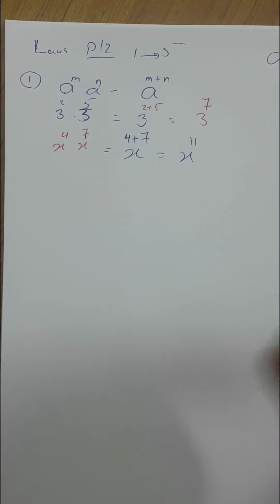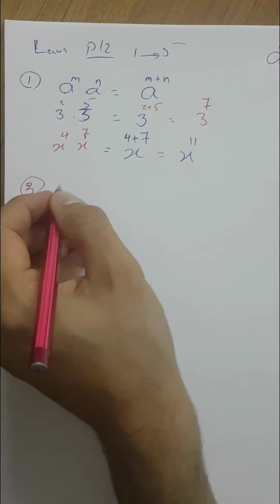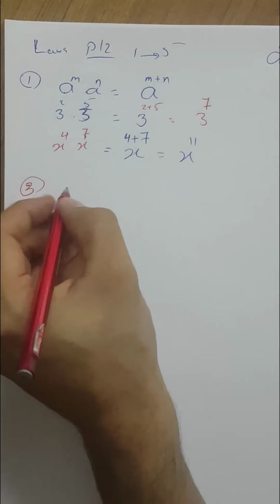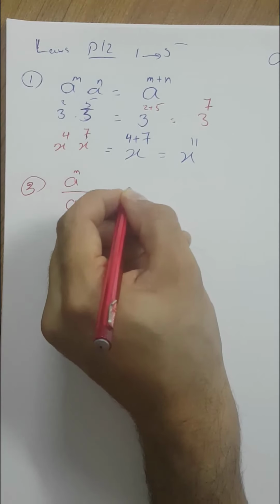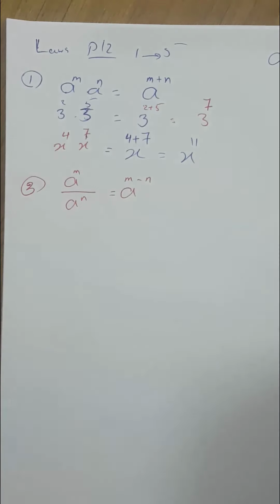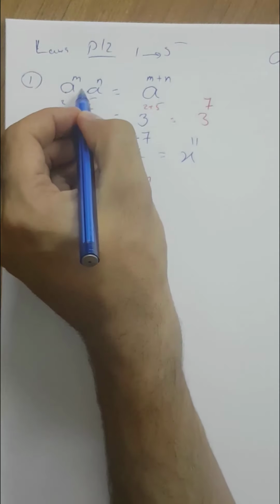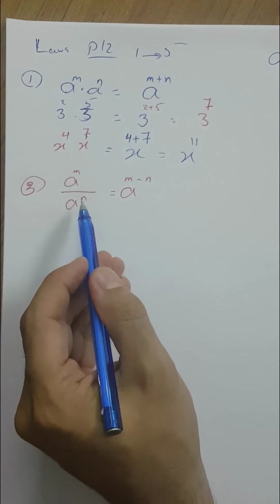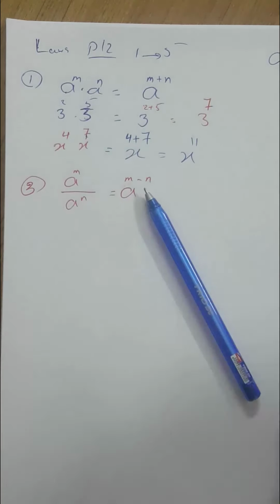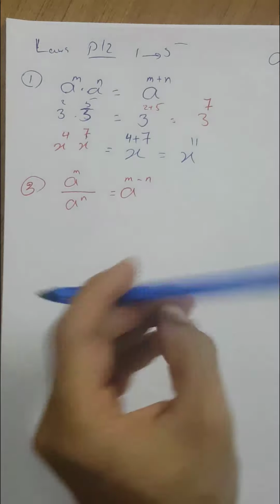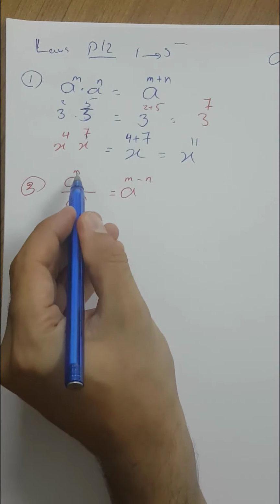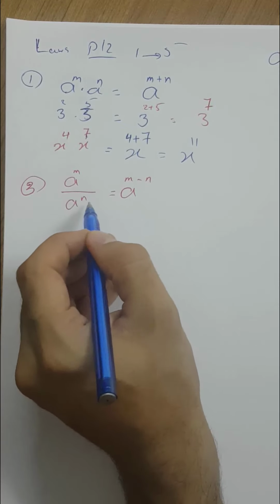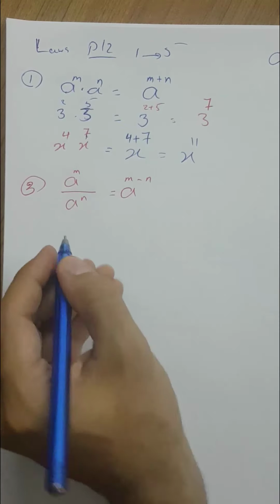Okay, dear. Now for the second rule, we have a to power m over a to power n is equal to a to power m minus n. Again, instead of multiplication, you have the division of two numbers. If you have a division between two exponent numbers or expressions with a different exponent, directly I say this one is going up and it will be minus.